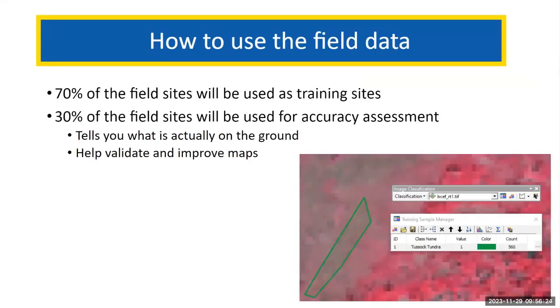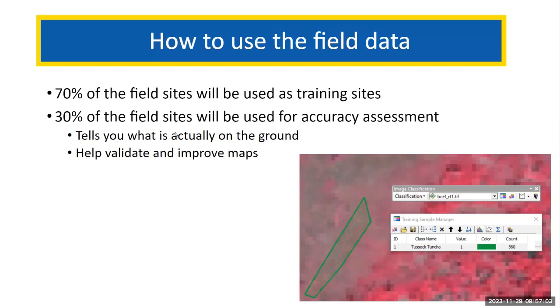Once you have all the points collected from the ground, a good rule of thumb is that 70% of those data points can be used to create training polygons. You can randomly set aside 30% of the points for later accuracy assessment, and use the 70% to create training polygons. Since you are on the ground, you know what exists around those points, so you can draw polygons around them, and those will be your training polygons for different classes.